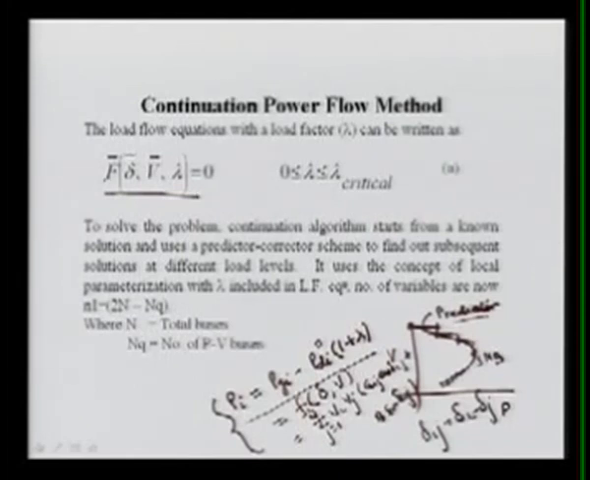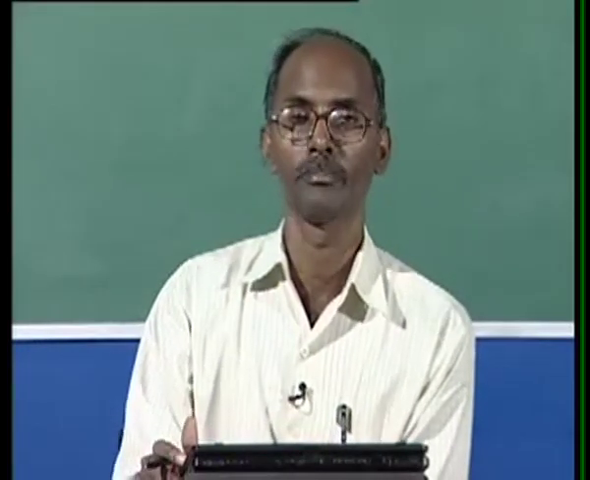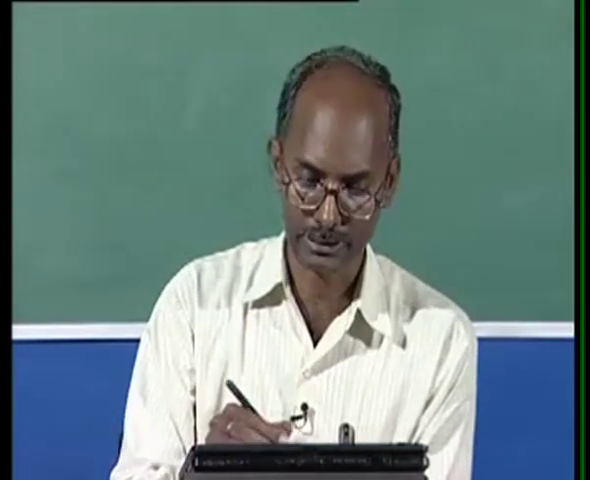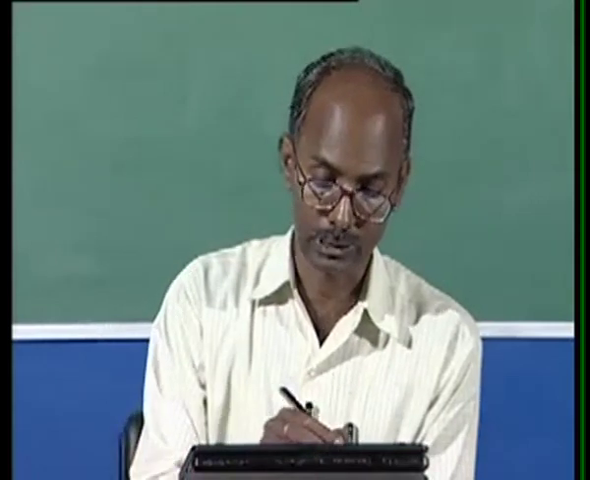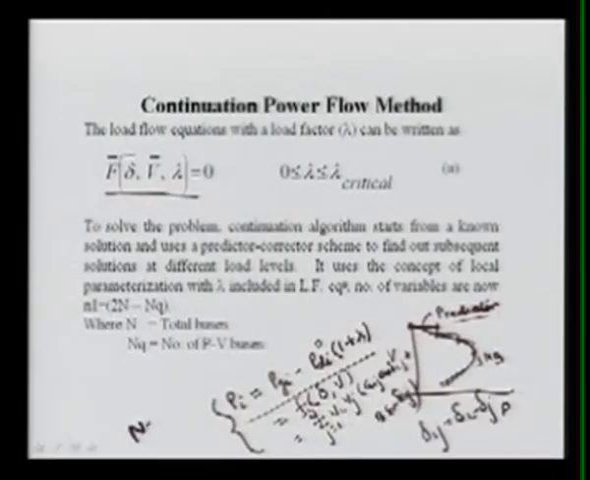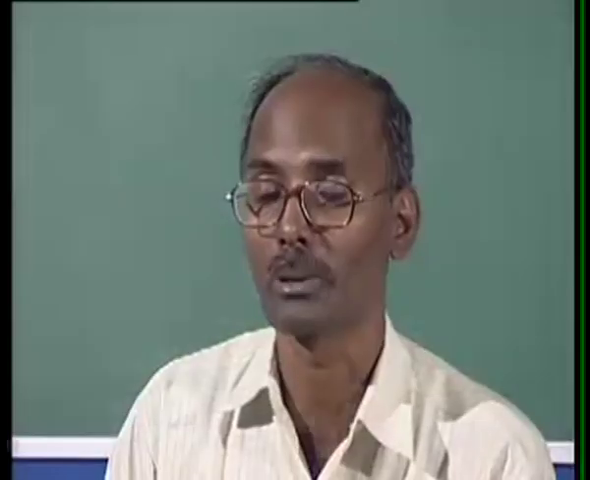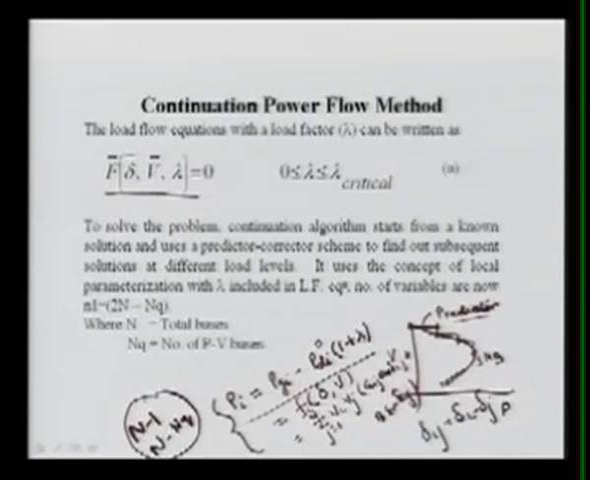Here this f is a vector and it is for all the buses except the slack bus. For real power it will be n minus 1 equations, and since the load flow equation is also for reactive power, it will be n minus nq, where nq is the number of generators, including reactive power sources. So the total number of equations in the power flow, as you know, is 2n minus nq minus 1.